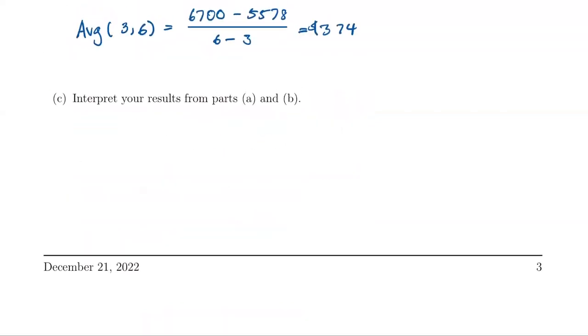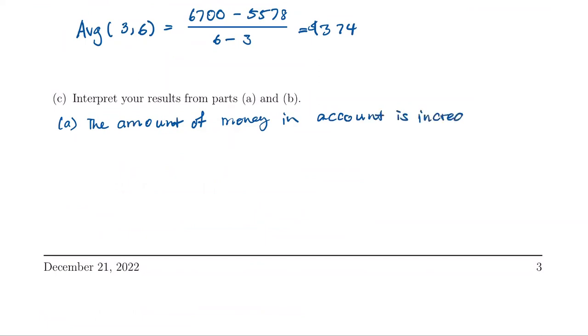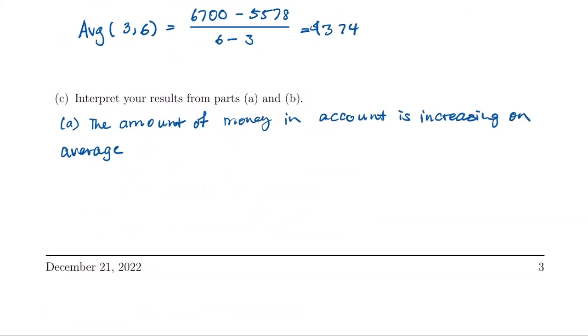So let's try to interpret the results from A and B. For part A, we would say that the amount of money in the account is increasing on average by $192.67 between 2015 and 2018.